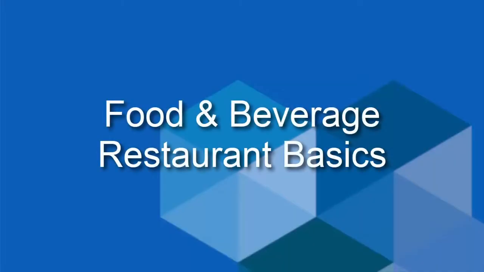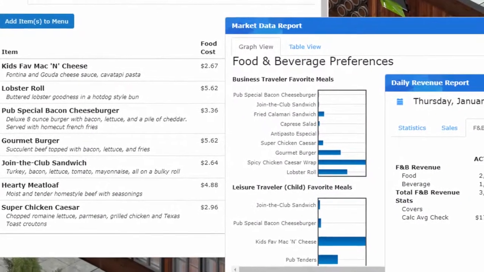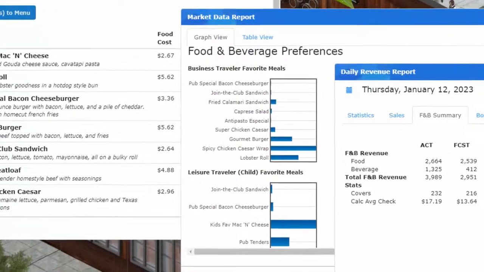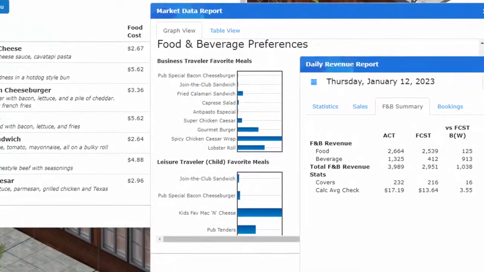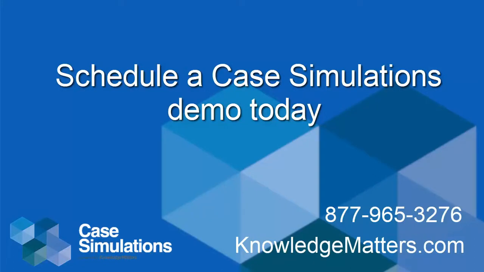Food and beverage management is a key skill for hospitality executives. This sim is a great introduction for students to begin learning the business behind successful hotel restaurants, finding the right menu items and pricing them for sales and profits.